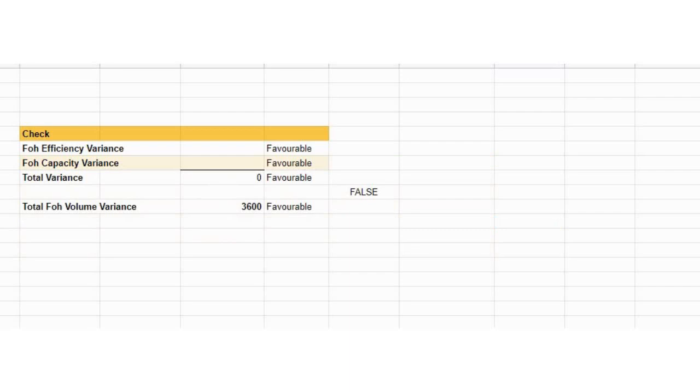So it's good to do a check. The total fixed overhead volume variance was £3,600 favourable. The total fixed overhead efficiency variance was £3,300 favourable, and the total fixed overhead capacity variance was £300 favourable. And there we have it, it matches, it balances.